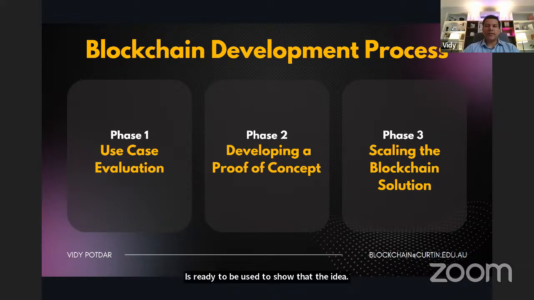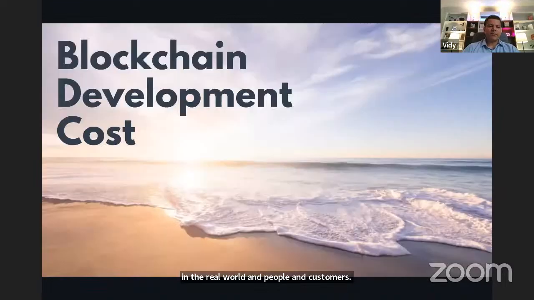So that takes 6 to 8 weeks roughly, depending upon the use case. And once the proof of concept is approved by the client and the client is happy with it, and they want to commercialize it, basically take it to production level, then we go to phase 3, which is scaling the blockchain solution to make a minimum viable product or an MVP. So a minimum viable product is a product that can be deployed in the real world, and customers can start using it. So those are the 3 phases in the development.